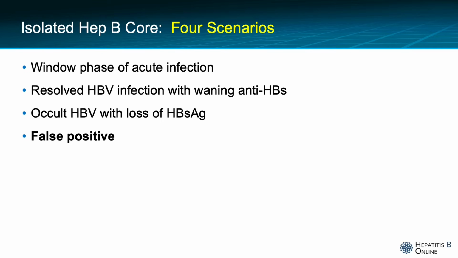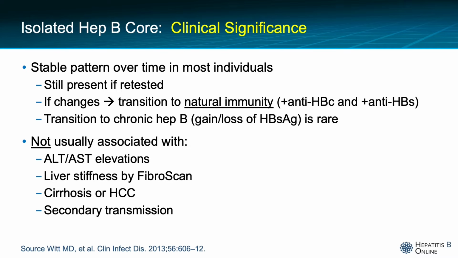What we have learned about this profile is that it is generally a stable pattern over time in most individuals. In one large cohort of individuals with and without HIV, this profile continued to be present in the vast majority of individuals when retested. If there was a change, the surface antibody would show up, and it was rare to see a transition to chronic hepatitis B profile, where the surface antigen was positive along with the core antibody. We have also learned that this profile does not appear to be associated with liver aminotransferase elevations or other evidence of active liver disease, at least in US-based settings.